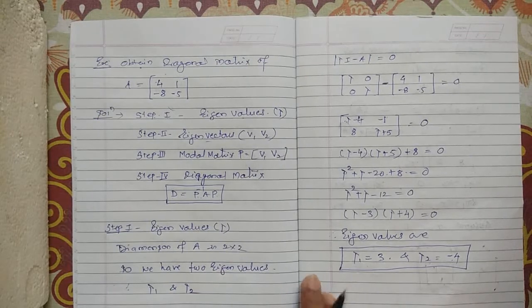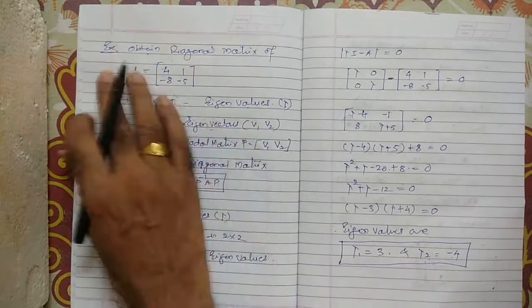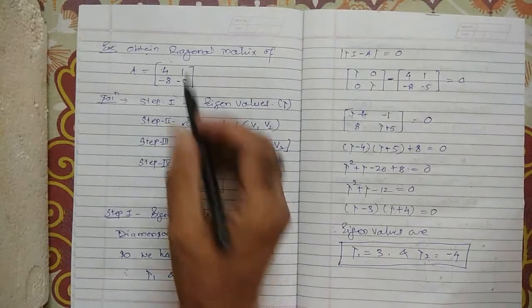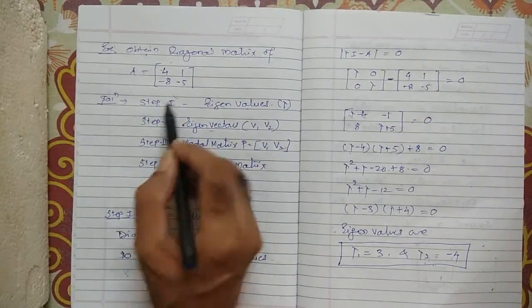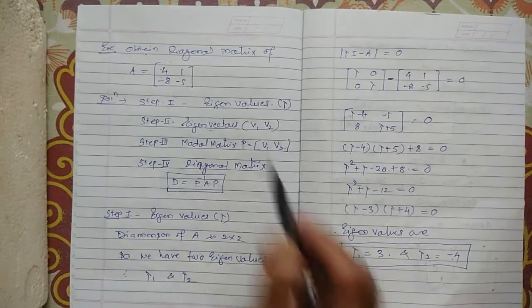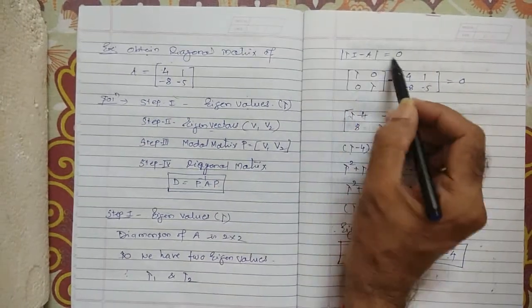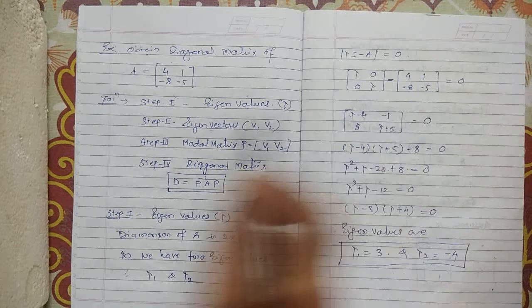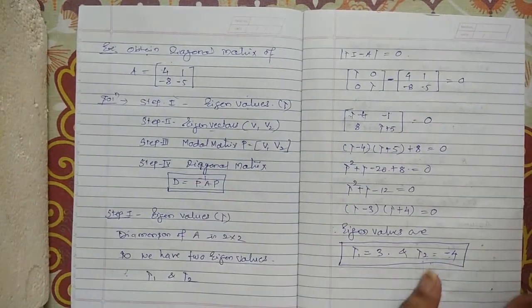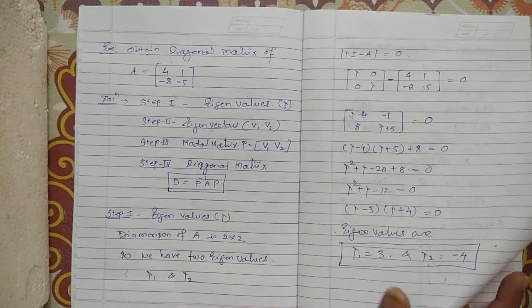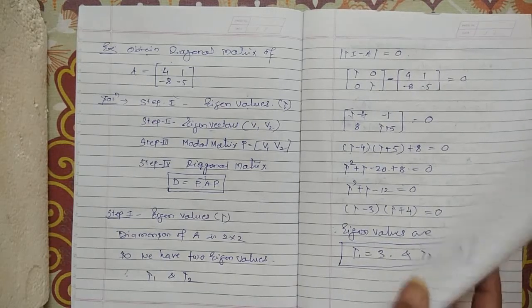Now the simple thing is that whenever we have to diagonalize a matrix, we have to remember 4 steps: step 1, step 2, step 3 and step 4. In step 1, first we have to find the eigenvalues. What is the formula? Lambda I minus A equals 0. Then we find the eigenvectors, that is V1, V2 if it is 2 by 2. If it is 3, then we have V1, V2, V3.